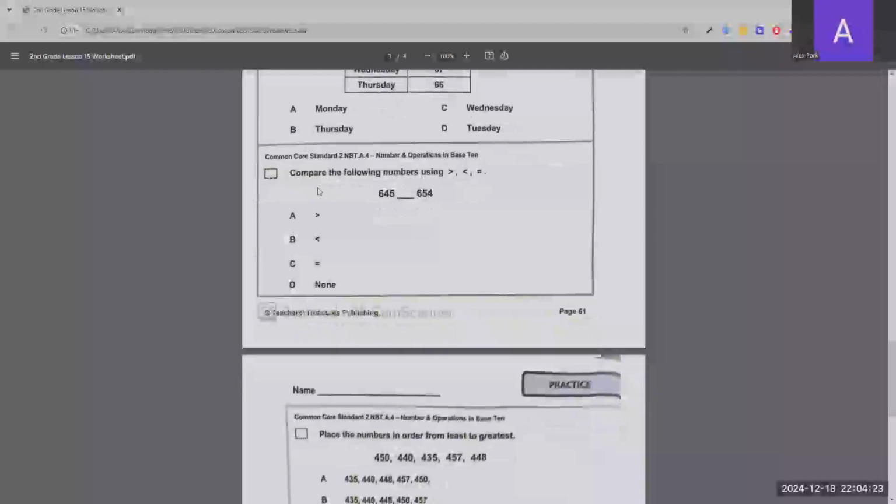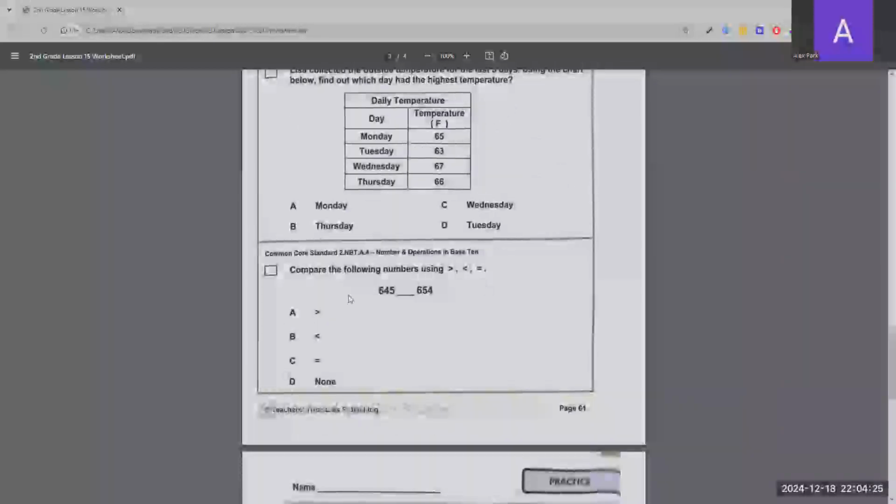Next, compare the following numbers using greater than, less than, or equal to. 645, 654. Let's look at the tens place because the hundreds place has the same number 6. So 4 and 5. 5 is greater than 4, so it would face 654 because that would be greater. So that would be B.